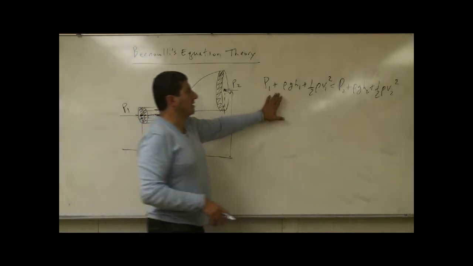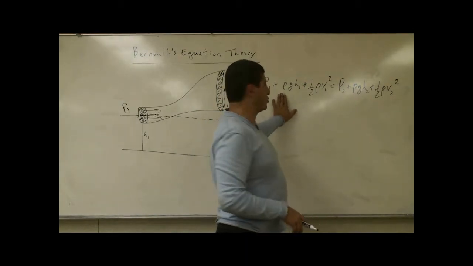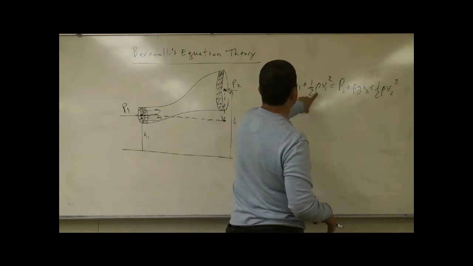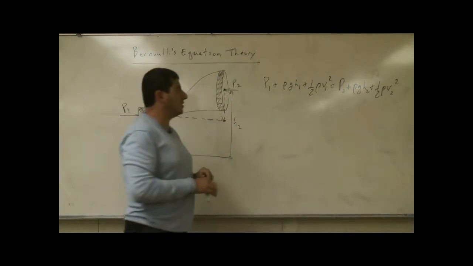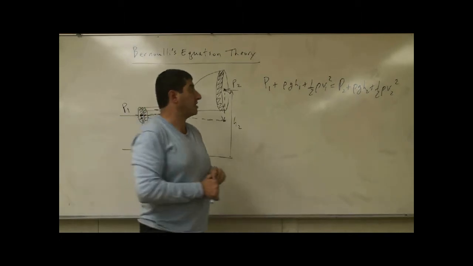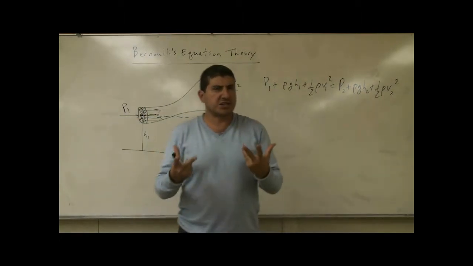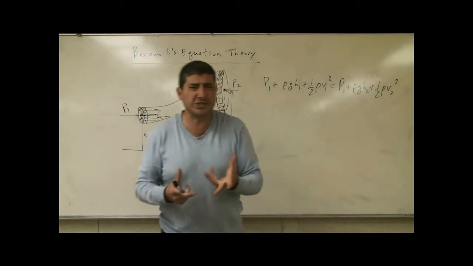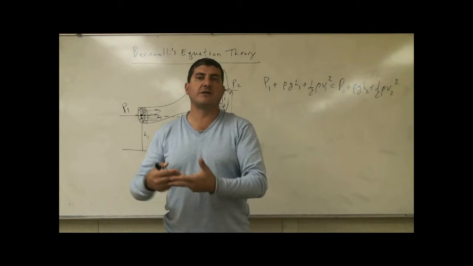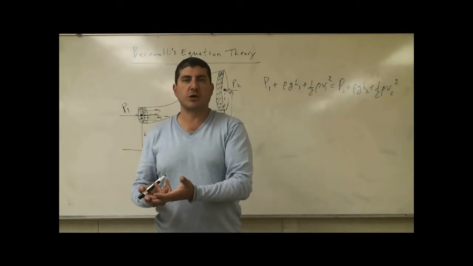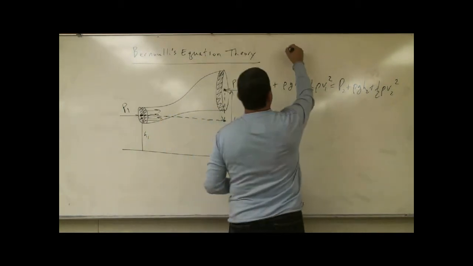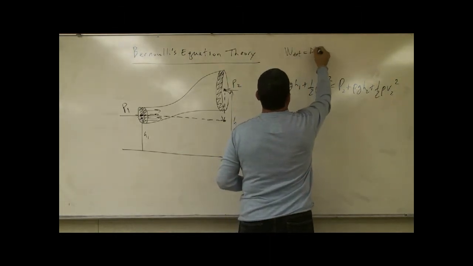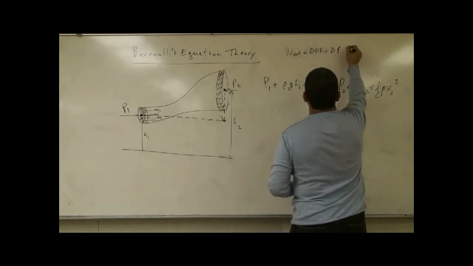So this is the description of Bernoulli's equation. Pressure P1 plus rho g H1 plus half rho V1 squared is pressure P2 plus rho g H2 plus half rho V2 squared. Where does this come from? What we're going to see is that this equation is simply a re-expression of the mechanics equation that we know of, where we say work external is equal to change in kinetic energy plus change in potential energy.